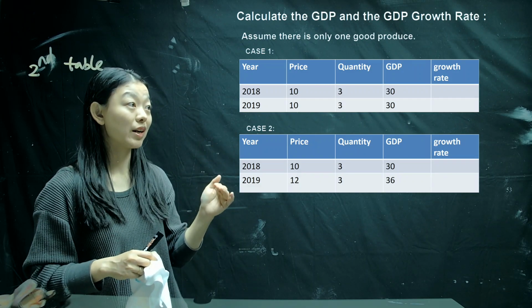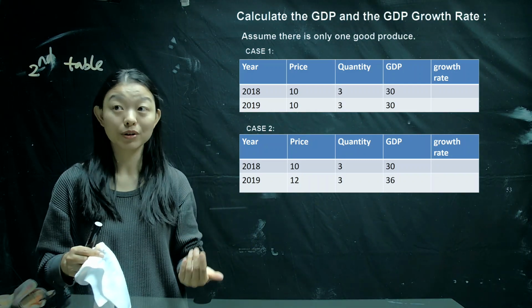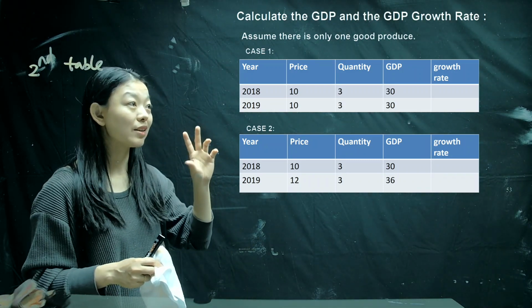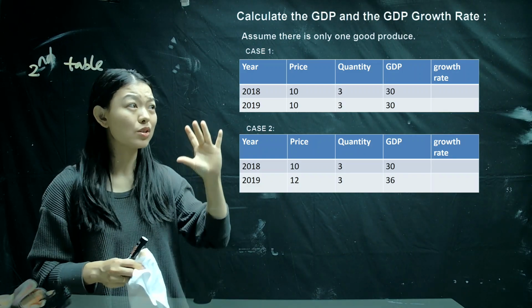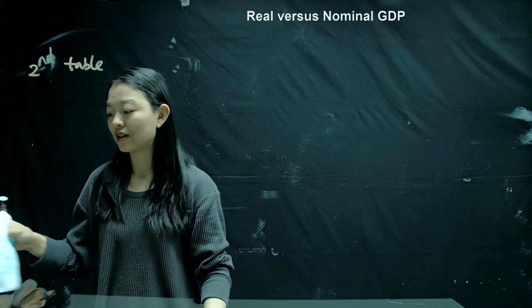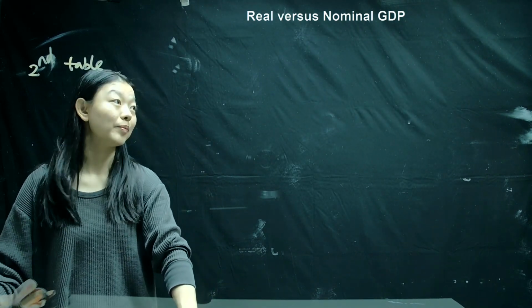The price of the product in 2018 equals $10. However, the price for the products, per each, equals $12. So you can see there are some differences between these two types of GDP. And this is what we would like to talk about: how to get the real GDP versus nominal GDP.